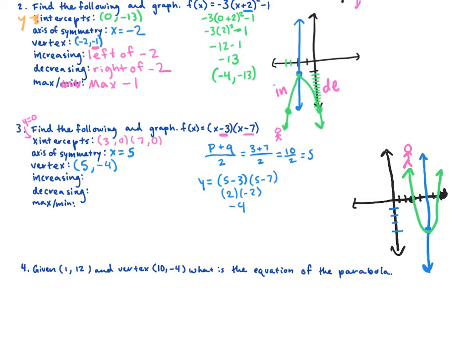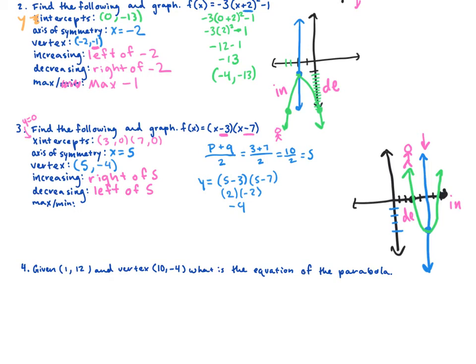Downhill, so we would be decreasing and then increasing. We are decreasing on the left side. Left of what? 5. Left of 5, and increasing right of 5. And we get that 5 from our axis of symmetry. So we're decreasing on the left side of our axis of symmetry, which is at 5, and increasing to the right.